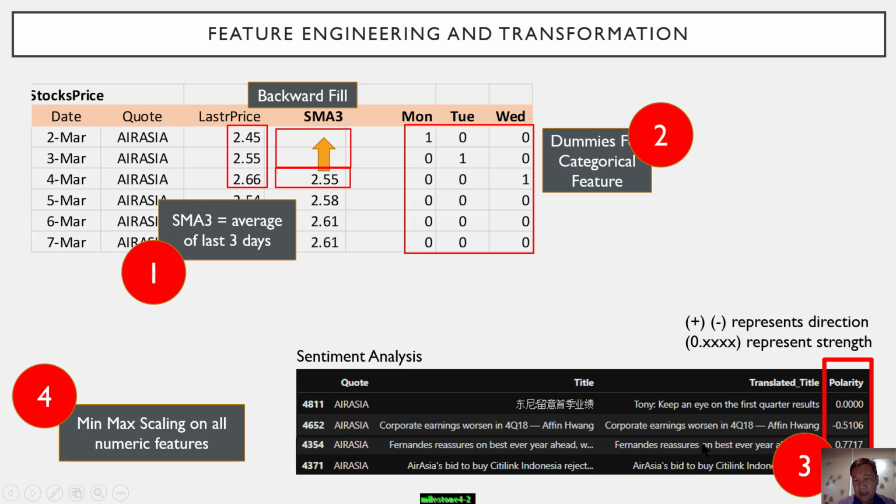And for the sentiment analysis of the business news title, we first translate from Chinese to English. It's pretty good translation actually. And we will compute a qualitative score, which we call polarity. Positive values mean good news. Negative values mean not-so-good news. The strength, 0 to 1 or 0 to -1, shows how strong that sentiment is. We finally scale all the numeric features to 0 and 1 using min-max.